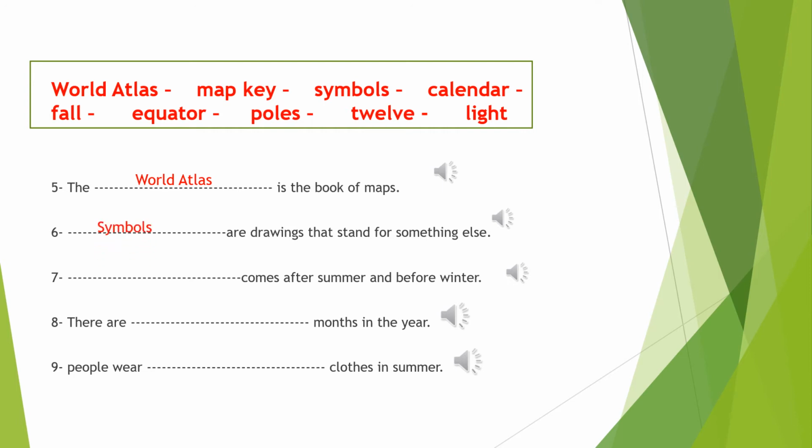Number 7, space comes after summer and before winter. Yes, it's fall. Number 8, there are space months in the year. How many months in the year? Yes, 12. We have 12 months in the year. Number 9, people wear space cloth in summer. Yes, they wear light cloth in summer.